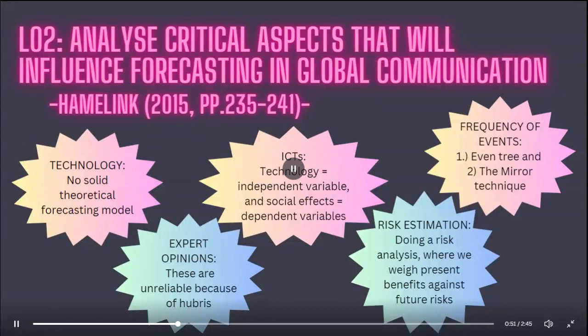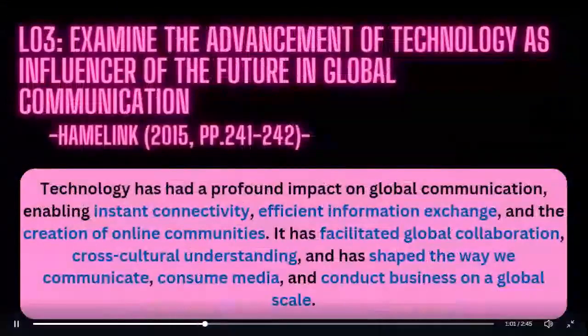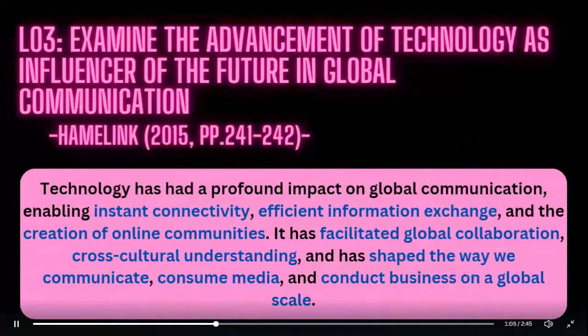Then, Learning Objective 3, which is to examine the advancements of technology as influencer of the future in global communication. This is on page 241 to 242. But technology really did have a profound, or does have a profound effect on global communication in terms of, we are now able to phone in them synchronous.